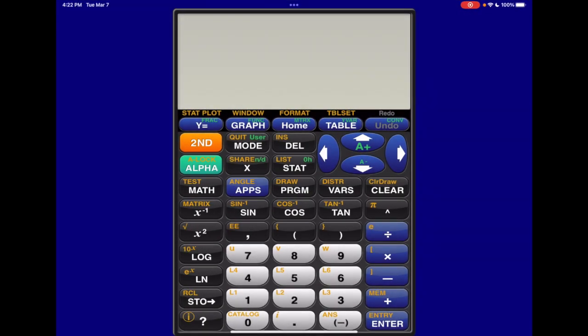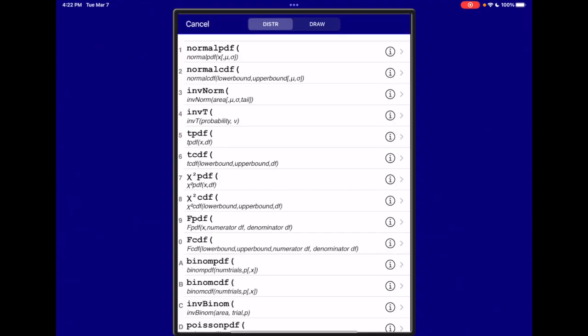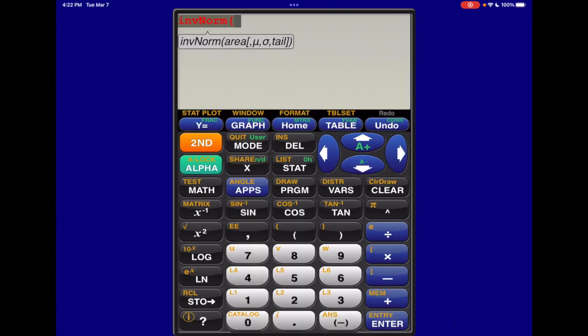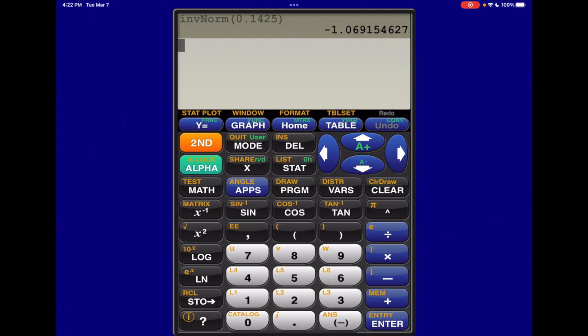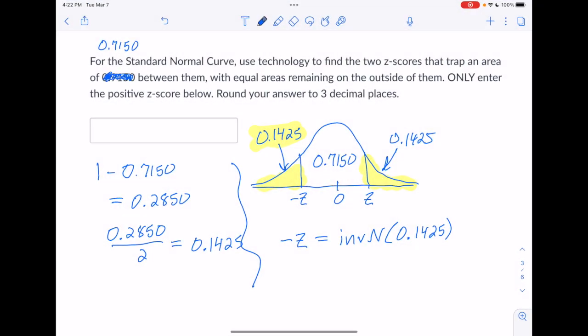So we want to go to the distribution menu, which is above the variables key. So we hit the second key first, and then distribution. Inverse normal is number 3 here. The area to the left is 0.1425. So I enter that in. I get negative 1.069, which feels good because I thought I'd get something a little past negative 1. And the digit past the 9 is a 1, so we'll stick with the 9. So going back over here, we get negative z is approximately, rounding to 3 decimal places, negative 1.069.